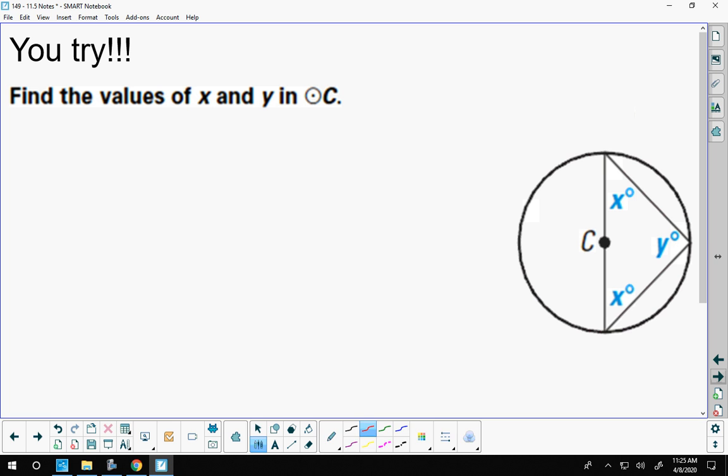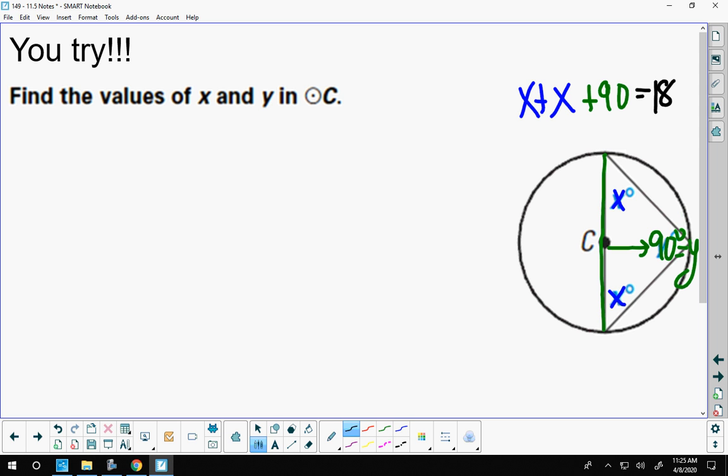And last but not least, we have a diameter here, which means that y is 90 degrees. We don't know either of the x's, but they're both x, which means that these angles are the same degree. So again, let's add them all together. And we know that they equal 180 degrees. Well, what is x plus x? That's 2x plus 90 equals 180.